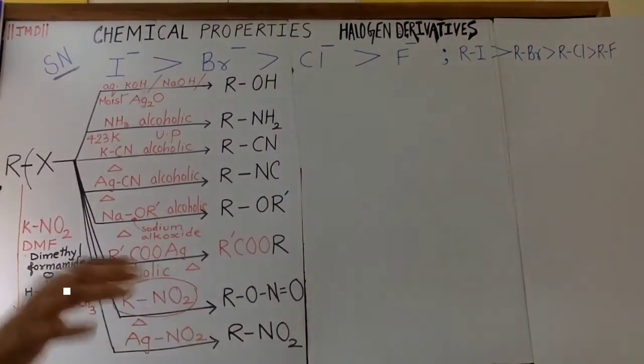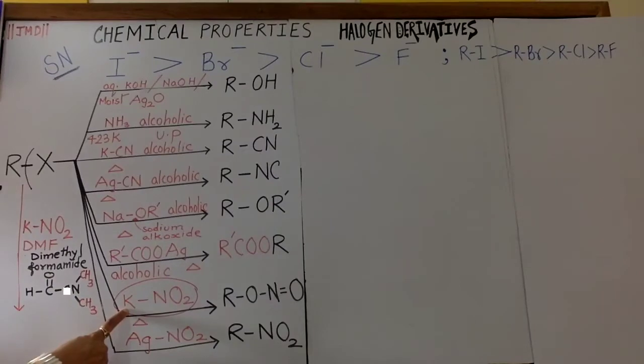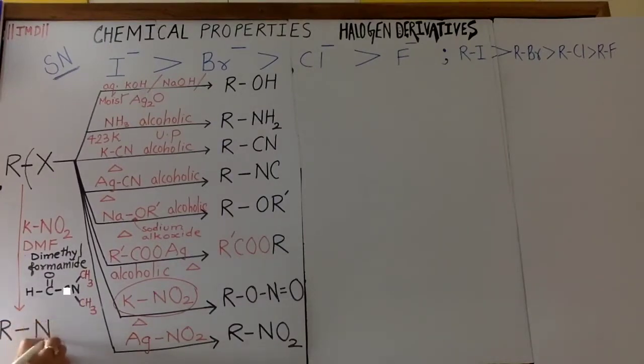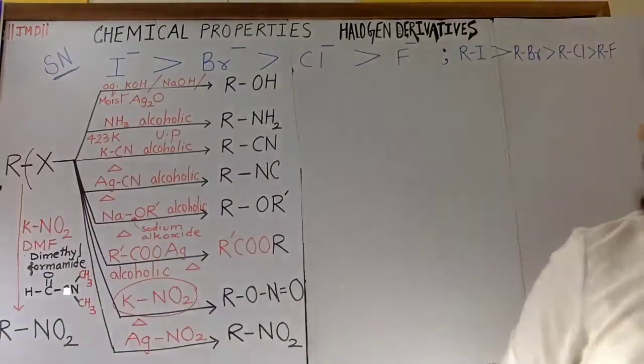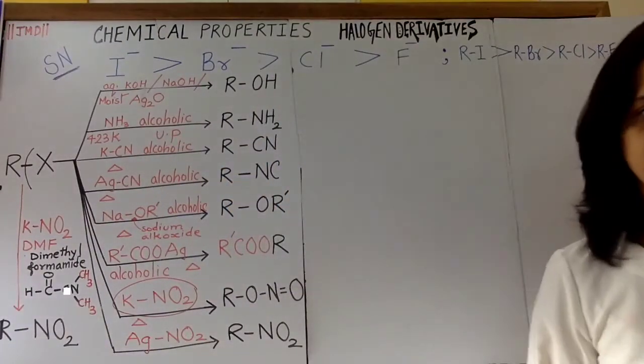So when alkyl halide is treated with KNO2, potassium nitrite, I get alkyl nitrite. But when I treat it in presence of DMF, dimethyl formamide, I get R-NO2. You will see the reason in the mechanism. We get R-NO2.